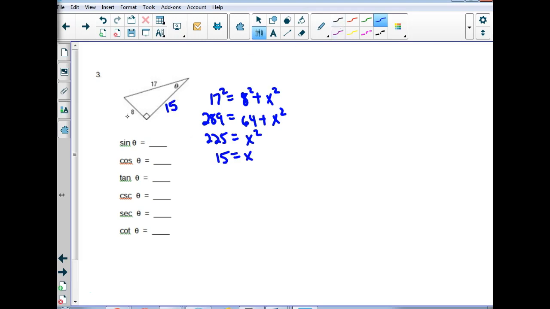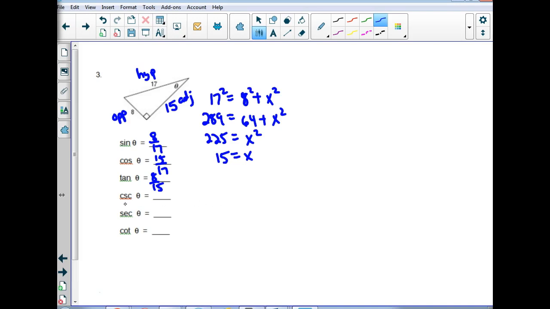Okay, if you'd like to label the things from the theta, opposite would be your 8, adjacent would be your 15, and the hypotenuse is 17. So sine would be opposite over hypotenuse, 8/17. No reducing needed. Cosine theta would be adjacent over hypotenuse, 15/17. Tangent, opposite over adjacent, 8/15.